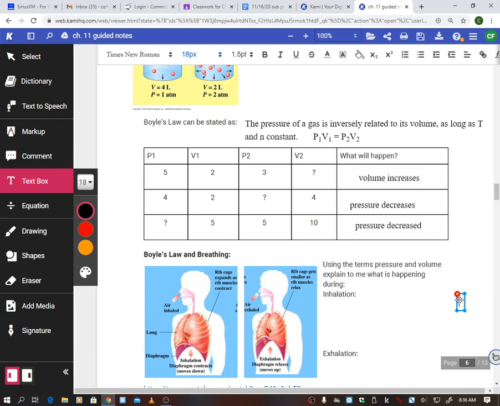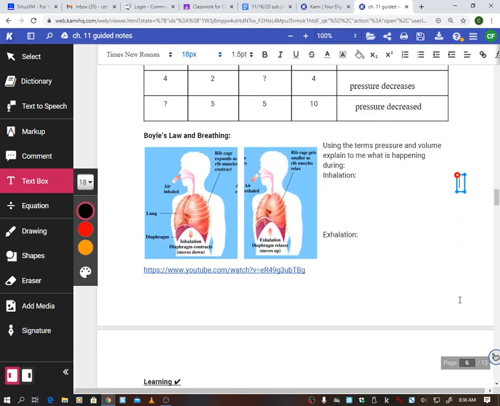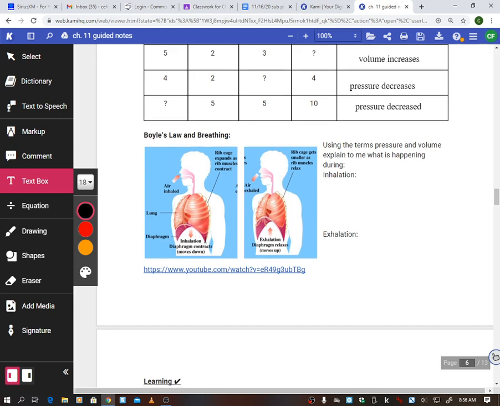Okay, so Boyle's Law in breathing. We breathe because of our diaphragm, that muscle underneath our lungs, but Boyle's Law explains how we're able to breathe and what's happening to the air. I'll say this again, this diaphragm, you can kind of see this pink muscle right here. That's what's causing this all to happen.